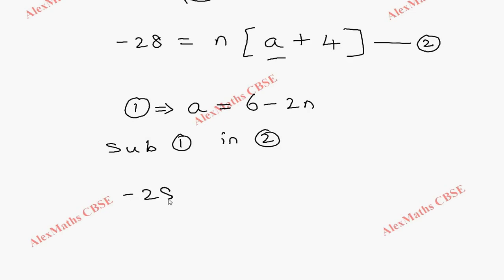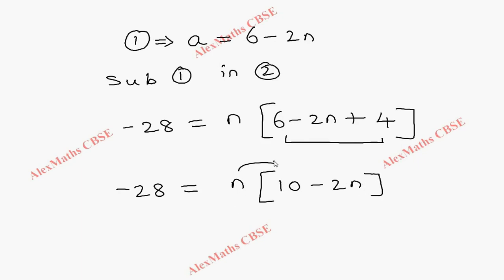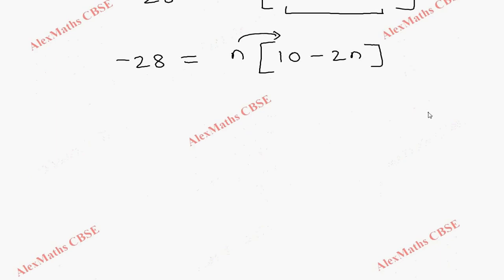So minus 28 equal to n into 6 minus 2n plus 4. In place of a, we substitute 6 minus 2n. Now we are going to combine these two. This becomes 10. So minus 28 equal to n into 10 minus 2n. Let's multiply n inside. So this becomes 10n minus 2n square, and on the other side minus 28.